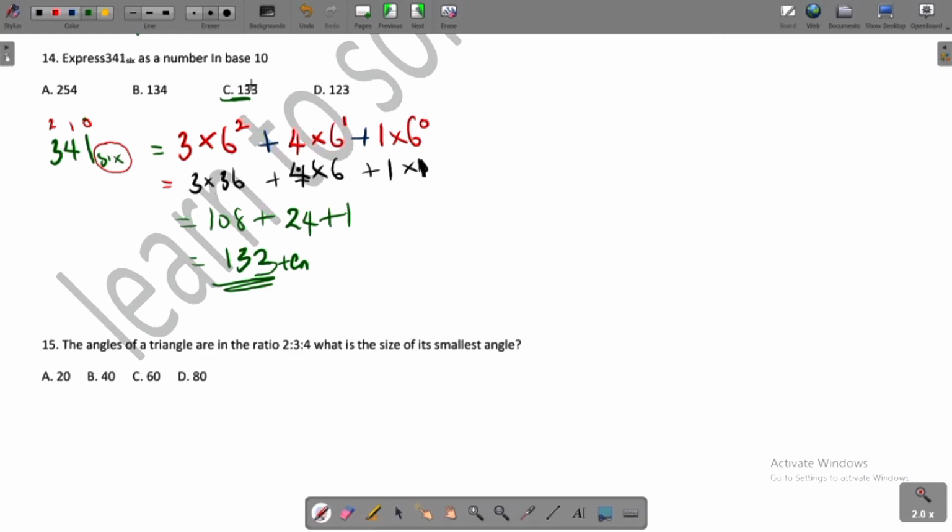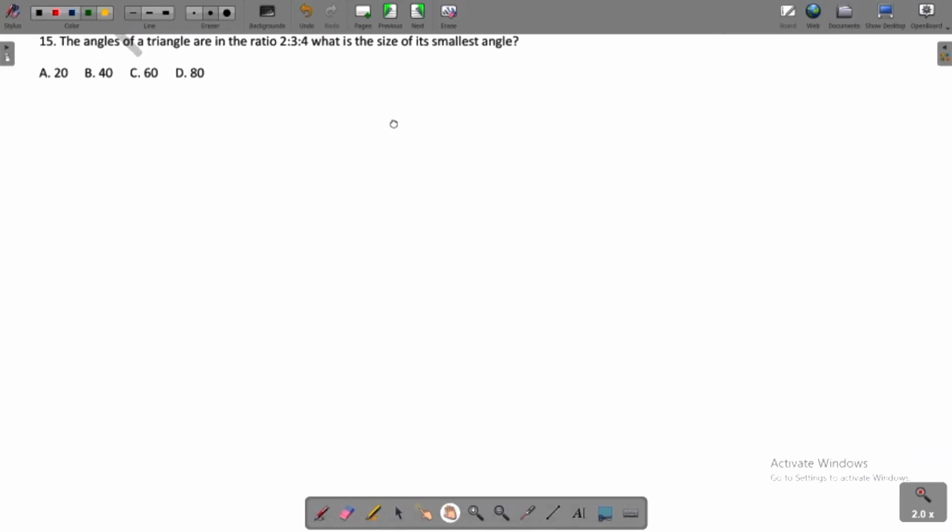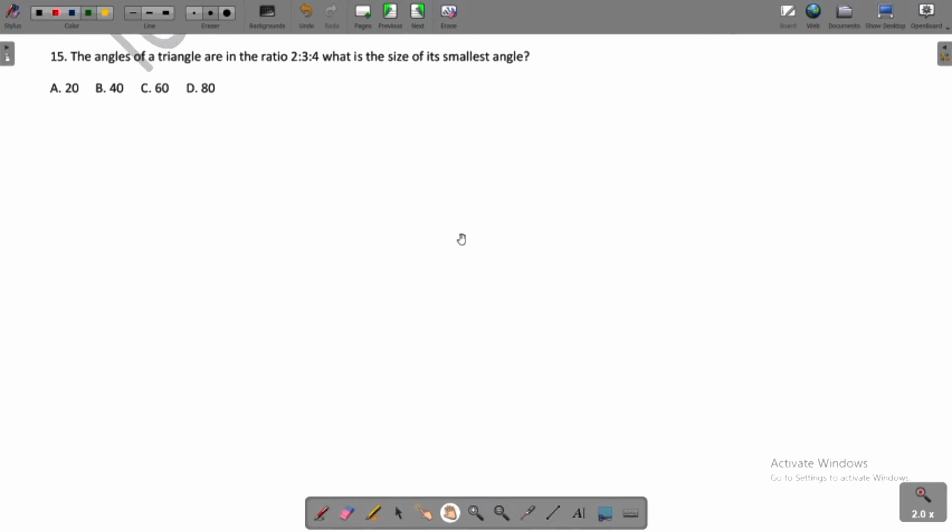The next question says that the angles of a triangle are in the ratio 2 to 3 to 4. What is the size of its smallest angle? So if we are solving this, we are solving what has to do with a triangle, and what actually has to do with a ratio.